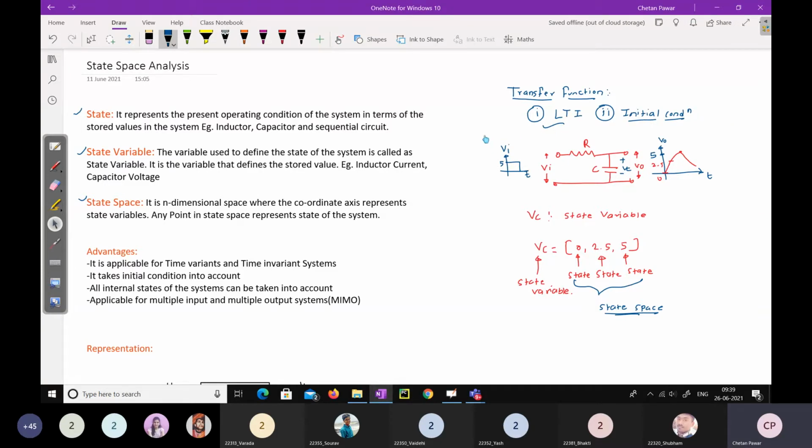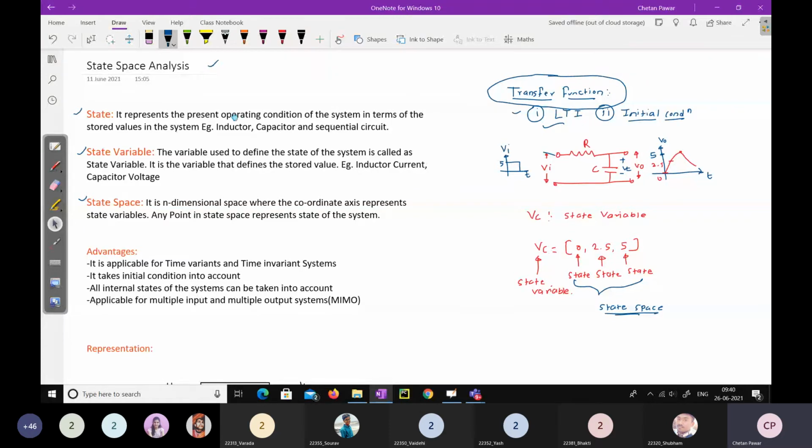So this particular LTI condition will not be followed. Linear time invariant system, initial conditions are 0. So we can apply this transfer function technique to analyze a circuit only when the system is LTI and initial conditions are 0. But in practical conditions, there are non-linear systems, right? And similarly there are time variant systems. For those systems we can use state space analysis. So that is the main importance of state space analysis.